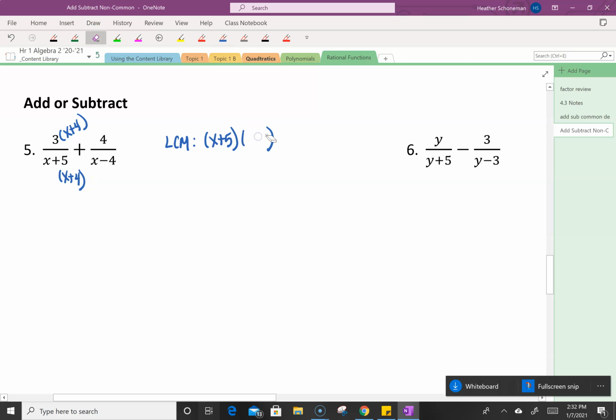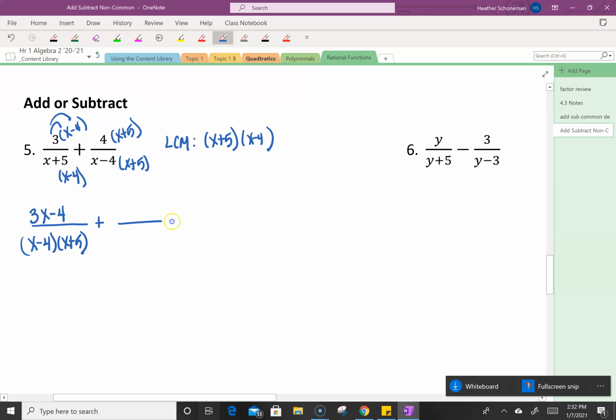That's not plus 4, that's minus 4, isn't it? Let's try that again. Okay, the second fraction, it's missing the x plus 5. So I'm going to multiply top and bottom times x plus 5. So my denominator is the least common multiple, x minus 4, x plus 5. On the top, I need to distribute. So that's going to give me 3x minus 4 plus over here, x minus 4, x plus 5. And now I distribute, and I get 4x plus 5.